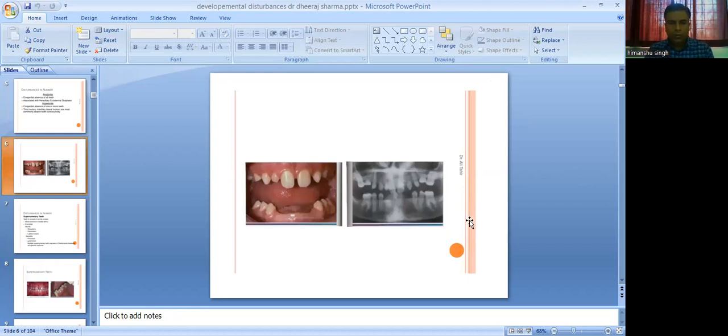As you can see in the first photograph, in the lower arch, the front anterior teeth, central and lateral incisors, are missing. As you can see in the OPG also, the teeth are missing.